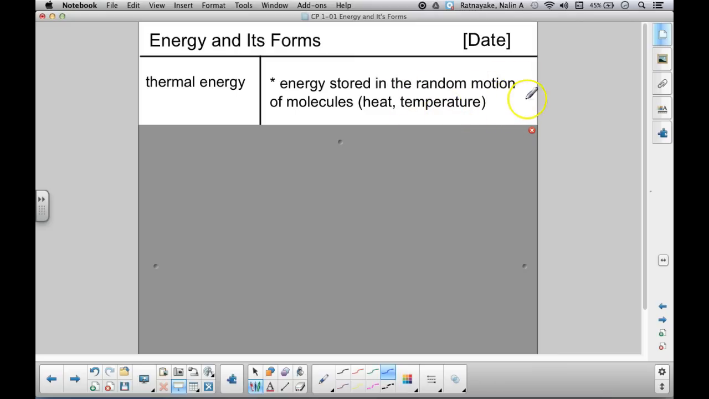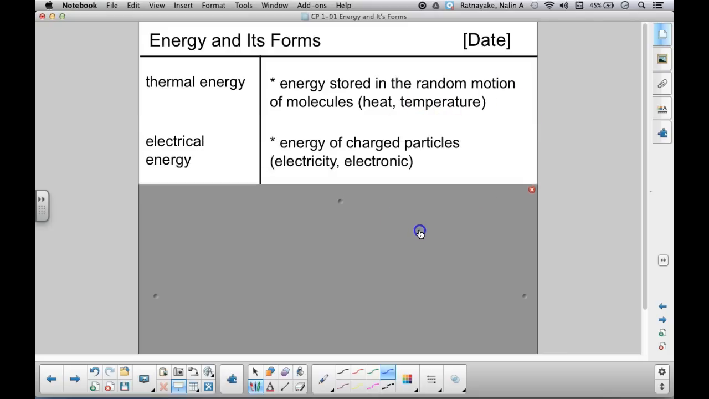But if you just associate it with things that are warm, cold, heat or thermal energy moving from place to place, anything to do with temperature is thermal energy. We also have electrical energy. We use this a lot in our daily lives.